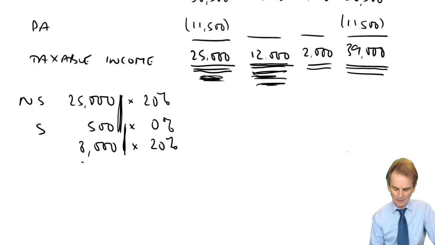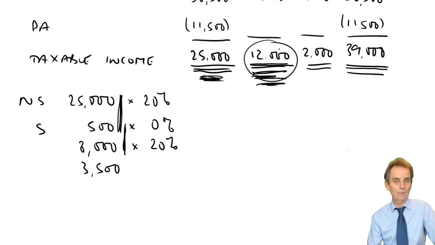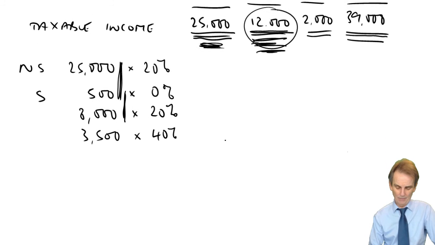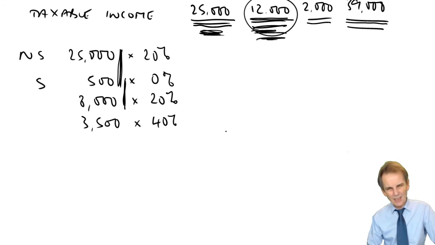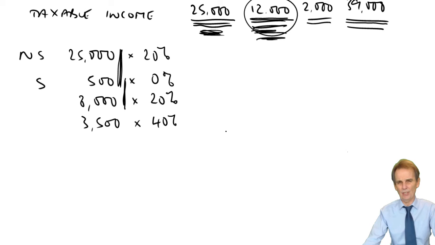That still leaves £3,500. Add up 500 plus 8,000 plus 3.5. Is that £12,000? That figure? Yes, it is. So we've correctly accounted for it. But that 3.5 now has taken you up into the higher rate band. And just as with non-savings, the savings income higher rate band tax rate is 40%. So an interesting calculation there of the tax on the savings income.